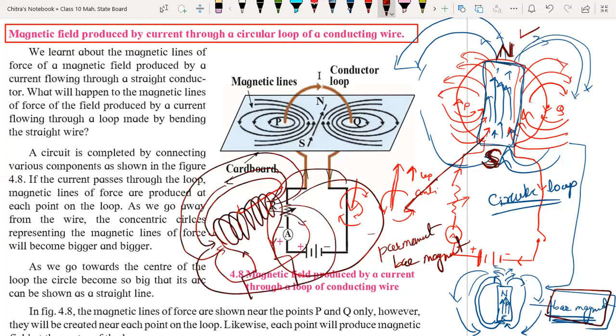That's why we can say that the magnetic field produced by the circular loop is acting as a permanent bar magnet, because their magnetic fields are similar.